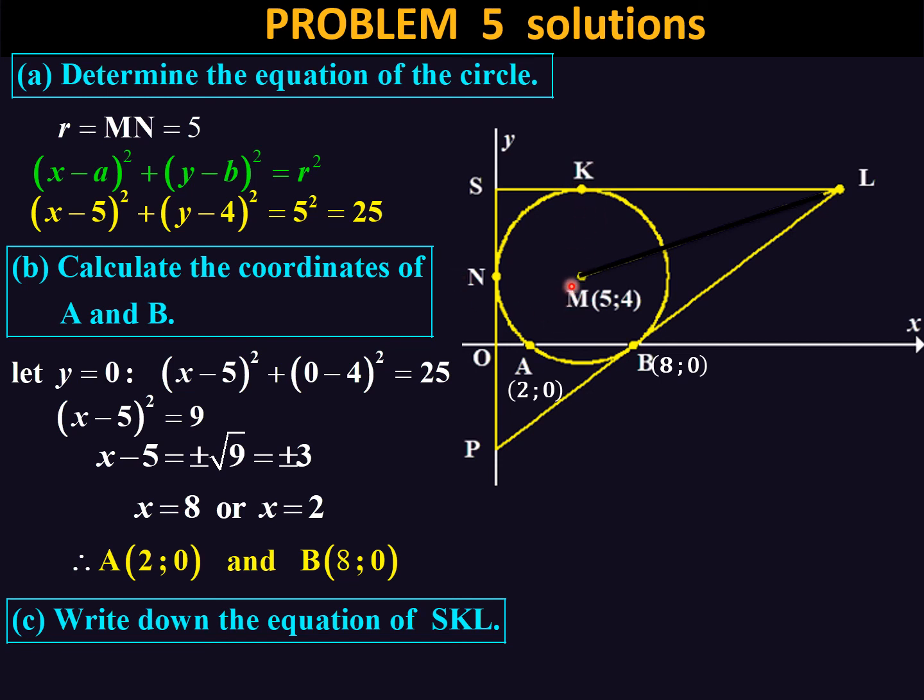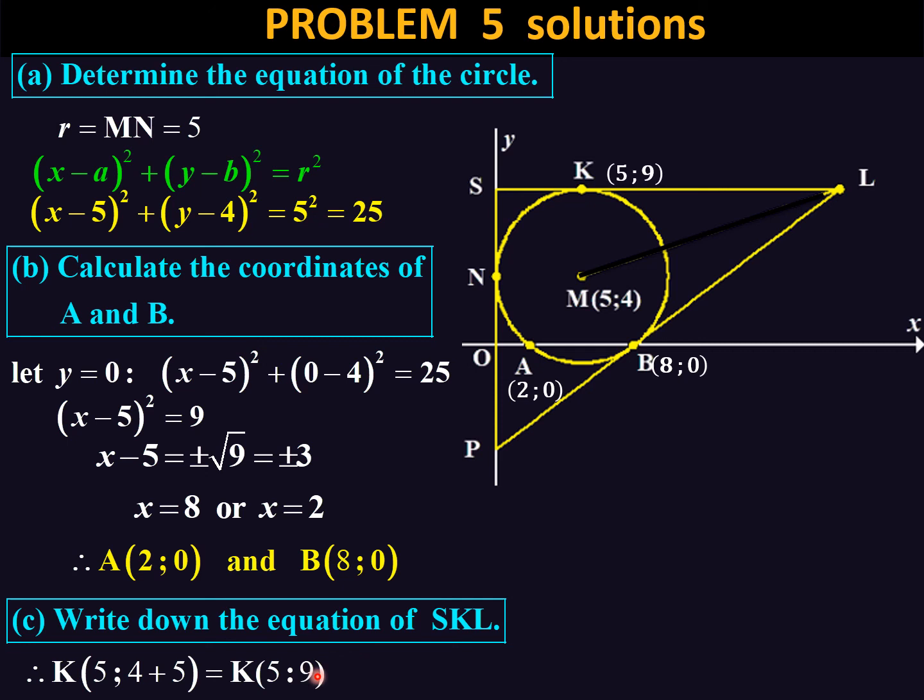The radius is 5. So the coordinates of K would be, it has the same x coordinate as the M. So that's perpendicular. So it'll be 5. So I go 5 up. 4 plus 5 is 9. So the coordinates of K is 5, 9.